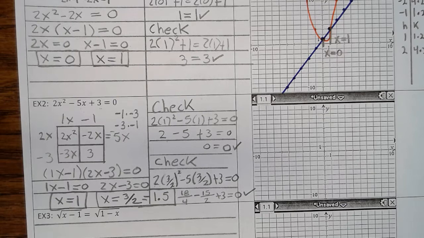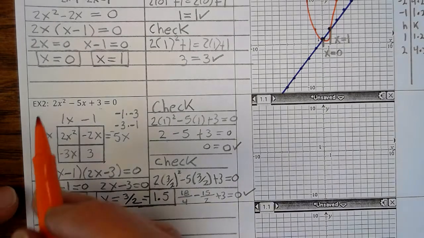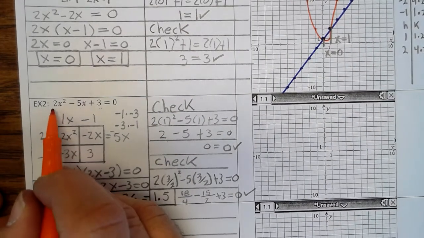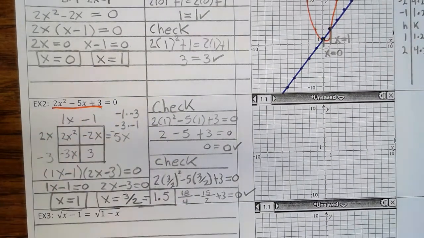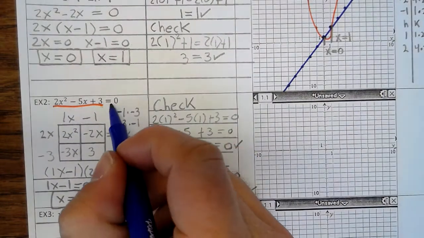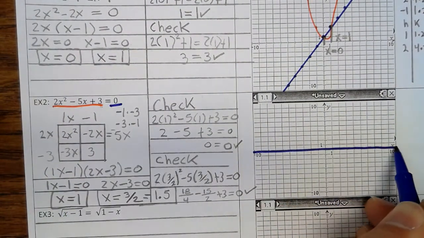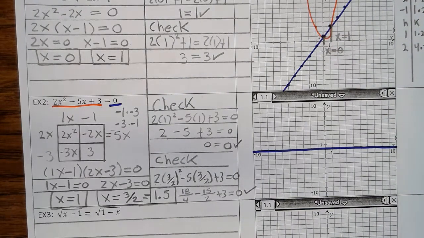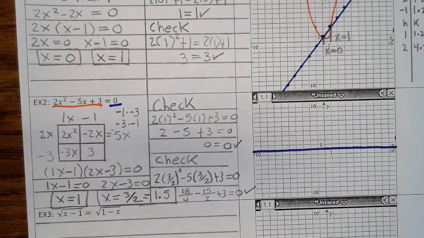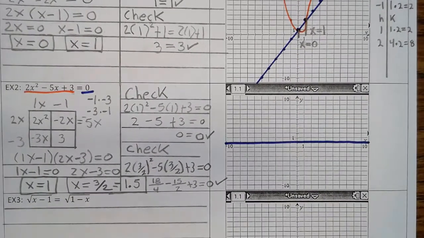All right. So now, let's graph the left side and the right side. So 0 is easy. We just draw a horizontal line at 0. Now to graph this, we can graph using the vertex and the y-intercept. Okay?